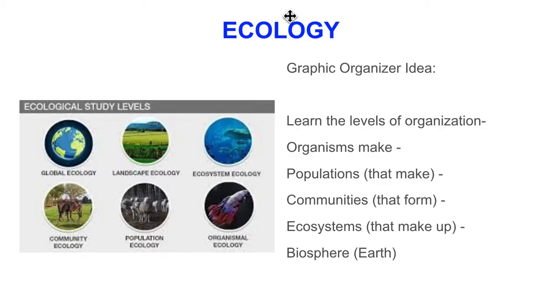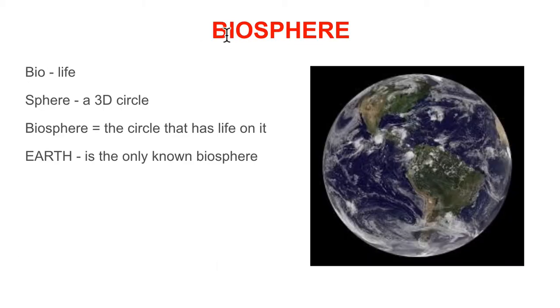A good graphic organizer for this word would be to compare the different levels of organization within ecology. So from the smallest thing, we have organisms. Organisms come together to make populations. Populations form communities. And communities end up making ecosystems. And then those ecosystems and something called biomes come together to make a biosphere, which is our next word, biosphere.